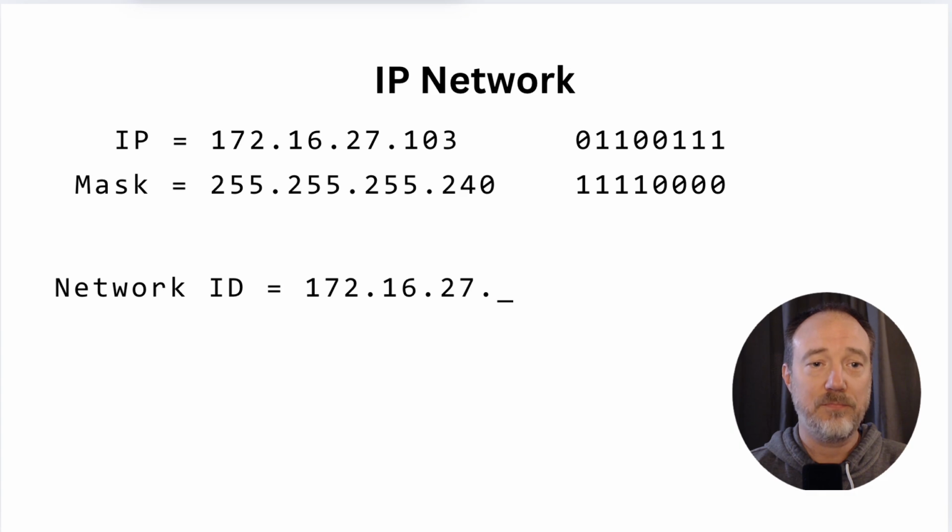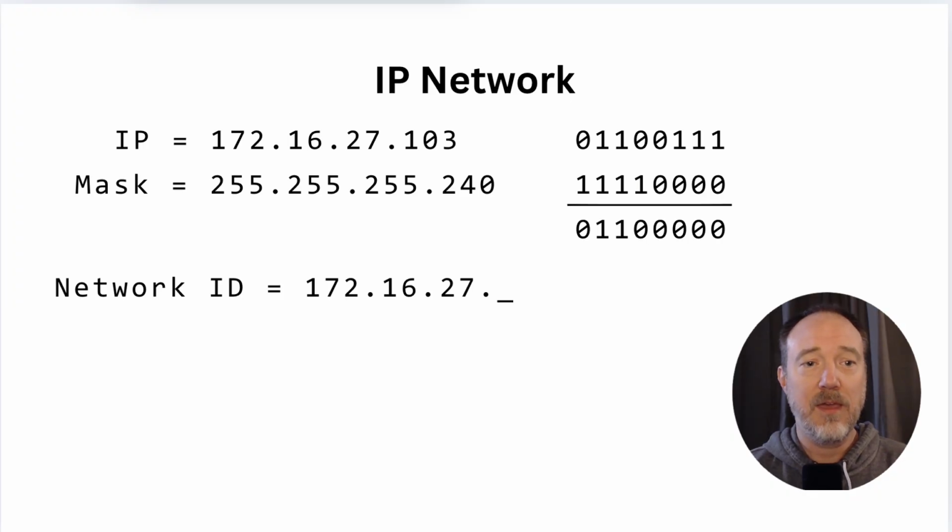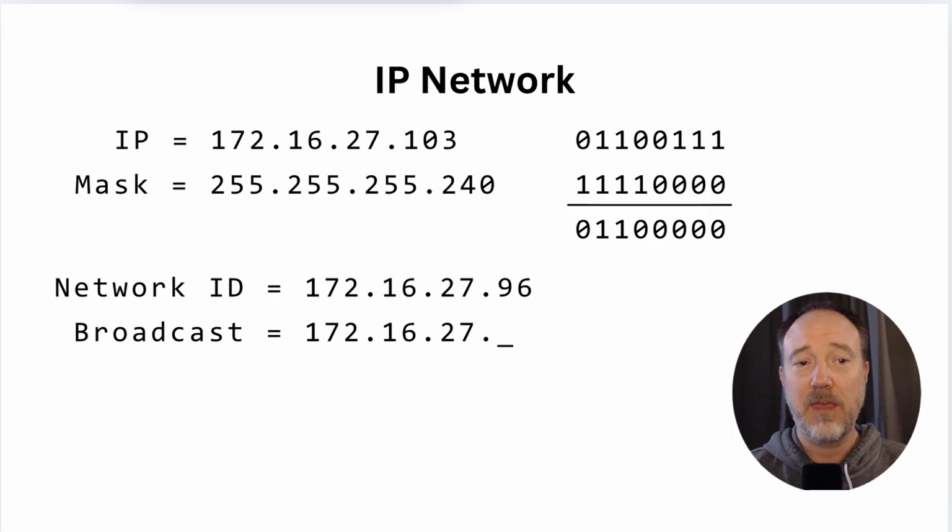So we'll follow the same process as before by doing the AND operation on the bits in that last octet. So here we have the last octet of the IP address in binary, as well as the last octet of the subnet mask. When we AND them together, we get a result that's a decimal value of 96. So this means our network ID is going to be 172.16.27.96. So the next thing we need to do is find the broadcast address.